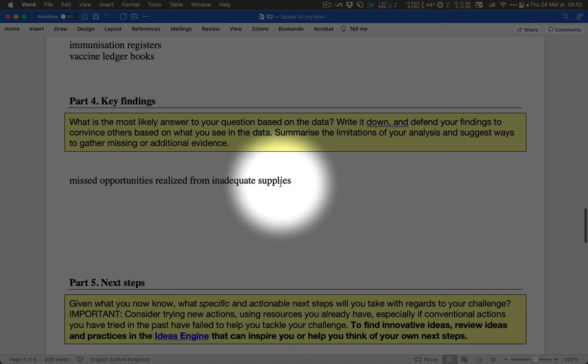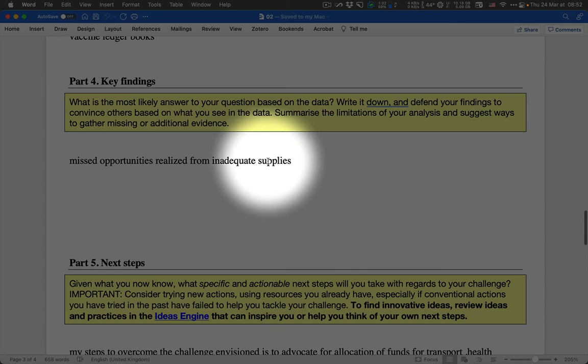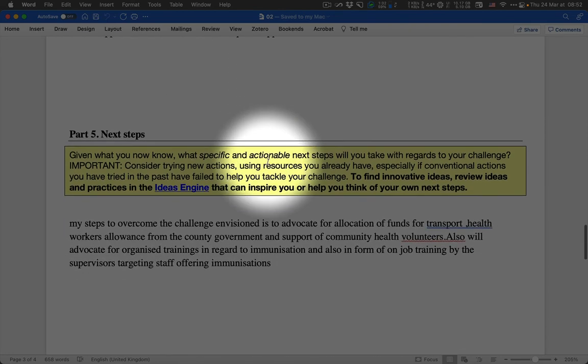Key findings, missed opportunities realized from inadequate supplies. Yes, so you told us that in the situation, the idea is to go deeper. That's why we talk about situation analysis. You know your situation, but why are there inadequate supplies? Get to the root of the problem by asking why 5 times.